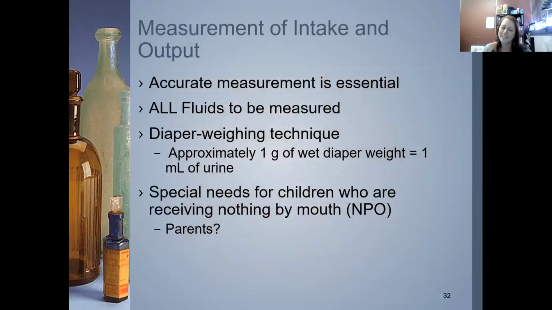All right, we've talked about eyes and nose in class, so this one should just be a refresher. Make sure that your fluids are being measured, intake and output. If they are diapered, we can weigh those diapers. 1 gram of diaper weight is 1 milliliter of output, whether that's urine or combined urine and stool. So it's a 1-to-1 ratio for weight.